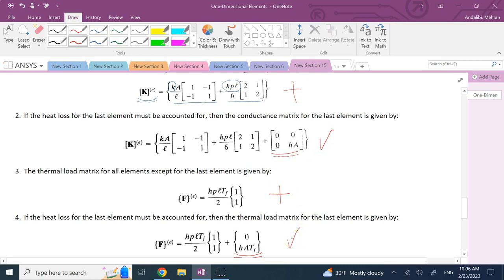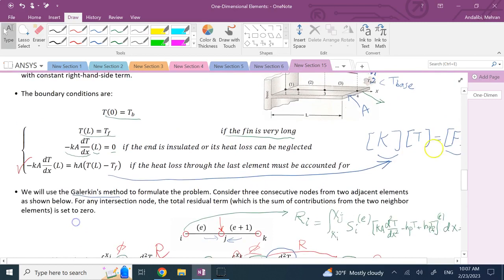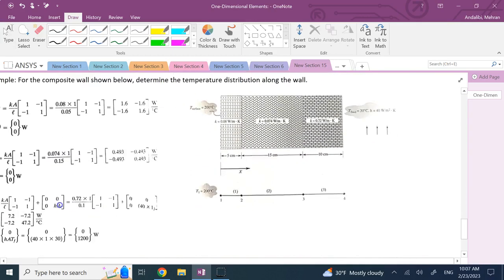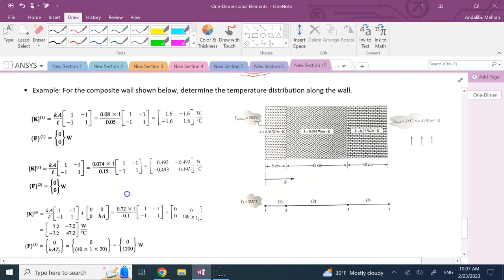This one and this one are only for the last one. So when you write this equation, you have to be careful that for the last one, what you put into the K and what you put into the F is going to be a little bit different, especially if the heat loss here is not negligible. So just be careful about the last row of K and the last element in F, which are related to TF. You have to pay attention to them. Now let's look at an example together.